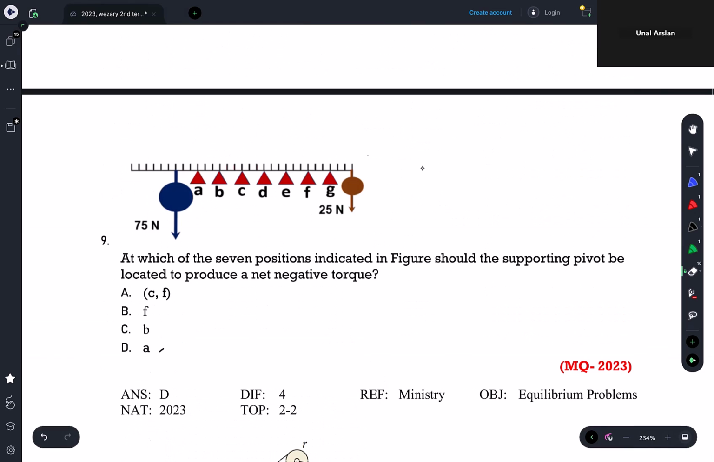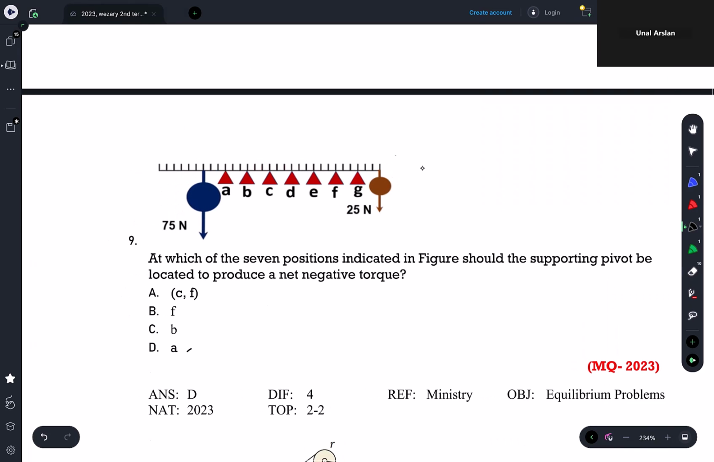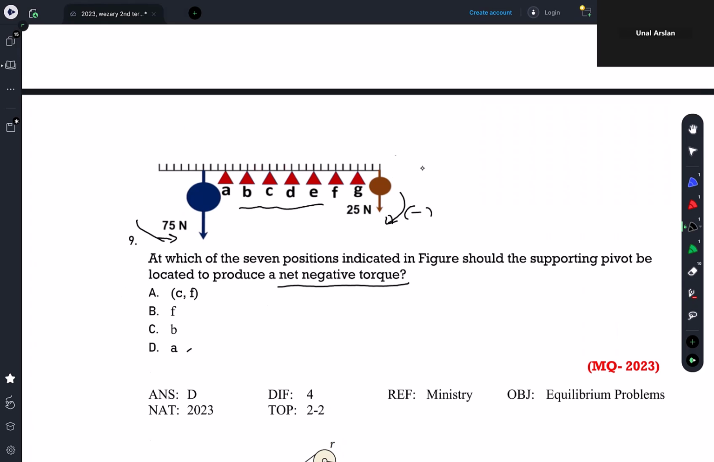Question number 9, at which of the 7 positions indicated in the figure should the supporting pivot be located to produce a net negative torque? So we know that the axis of rotation is going to be somewhere between these two forces. According to this axis of rotation, the 25 Newton force produces a negative torque, and 75 produces a positive, counterclockwise torque.